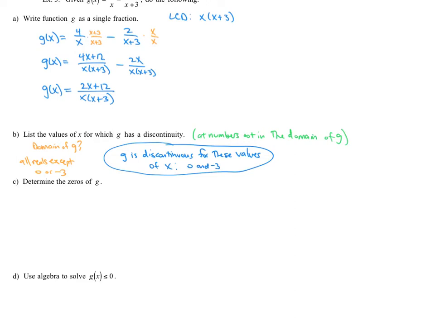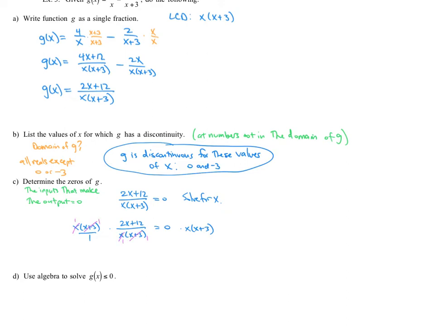Next, we're supposed to find the zeros of g, the inputs that make the output equal 0. So we'll take the output of g, set it equal to 0, and now solve for x. To do this, we'll multiply each side by the denominator. On the left-hand side, we can cancel the x's and the x plus 3's to give us 2x plus 12. And on the right-hand side, 0 times anything stays 0. Subtracting 12 from each side and then dividing each side by 2 gives us x equals -6. So this is the 0, the number -6.